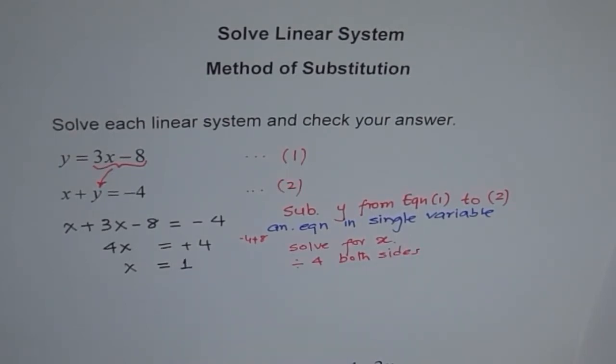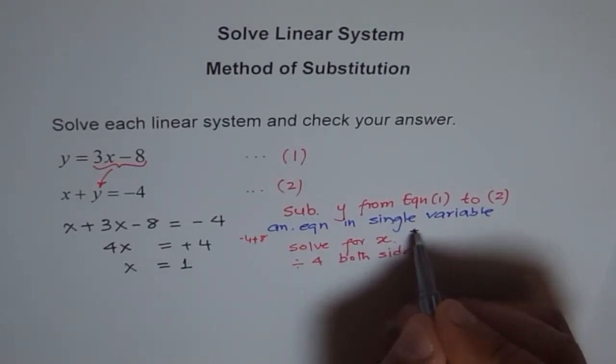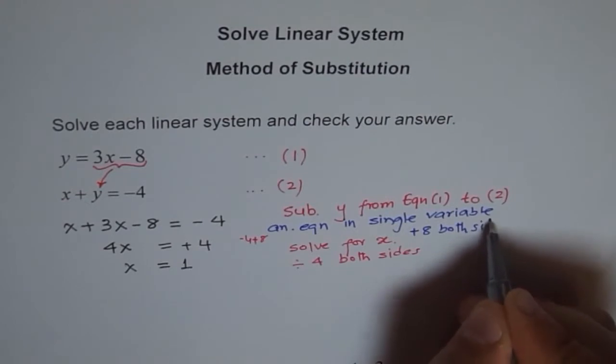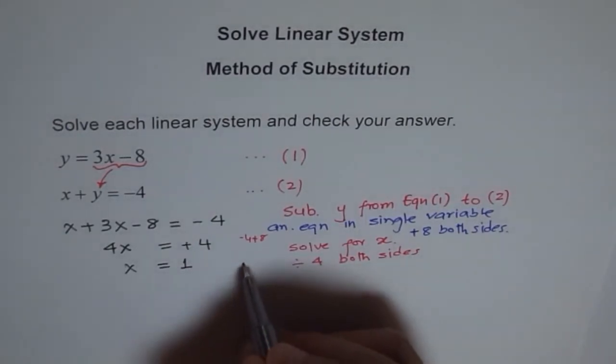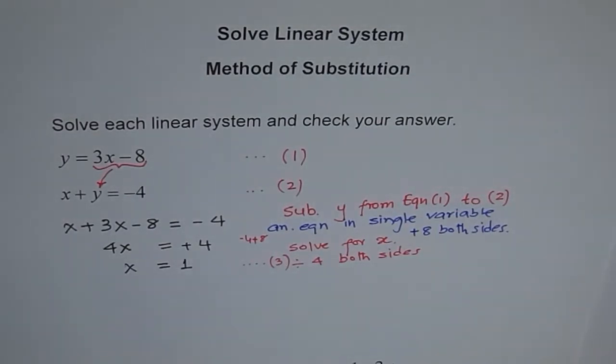And in the first case, what did we do? We add 8 both sides, right? Plus 8 both sides. Is it okay? Perfect. So we got the value of x as 1. And we will write this equation as 3. Now the next step is we need to find the coordinates.